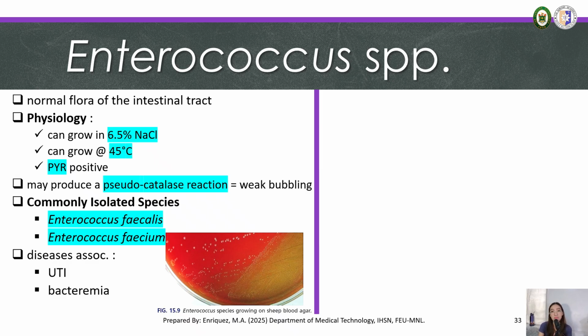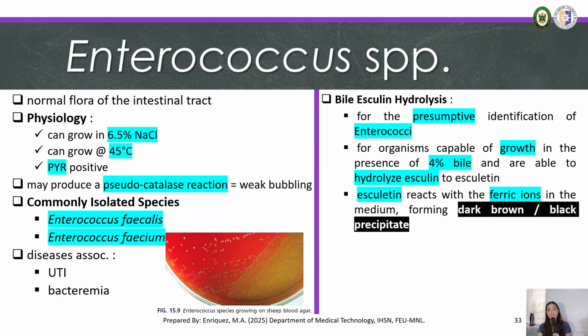One of the most important presumptive tests in the identification of Enterococcus is the bile esculin test. So, other bacteria may be inhibited by salt concentration that is present in this culture media. Okay, so ulitin po natin, may mataas na salt concentration din po kasi yung culture media na ginagamit natin dito. But for Enterococcus, they will grow just fine. Okay? Enterococcus is also capable of growing in the presence of 4% bile. And they're also capable of hydrolyzing esculin to esculetin.